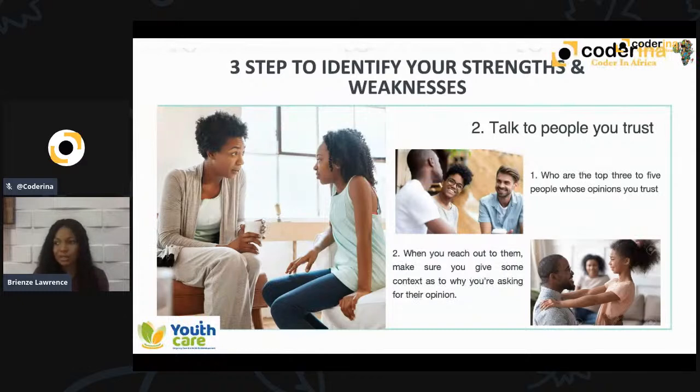Think of the persons, or those people that we know, that if I ask them things about me, they would be honest. It could be brutal, but they would be honest with me. When you're going to meet these people, you have to make sure that you give them a context on why you're asking for their opinion.